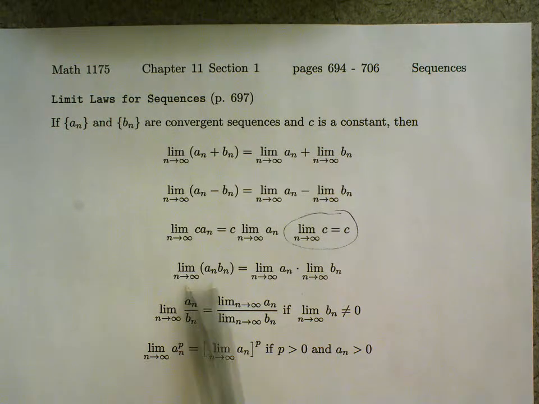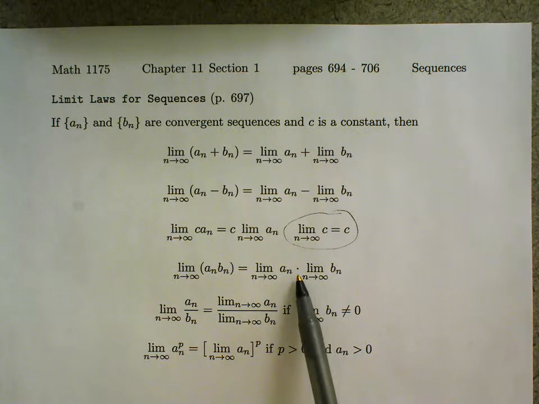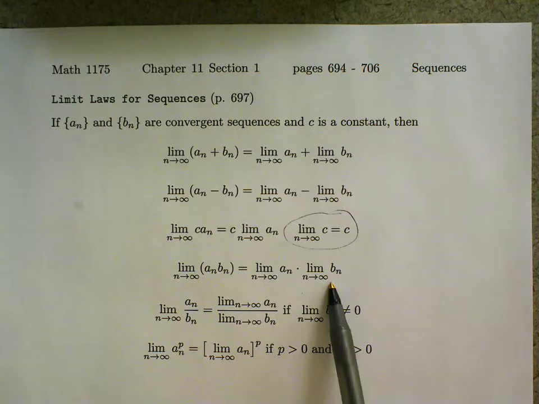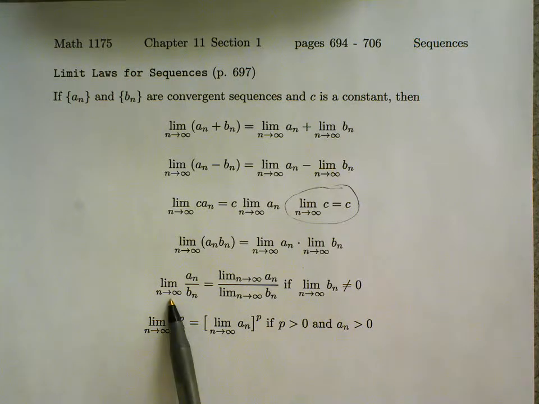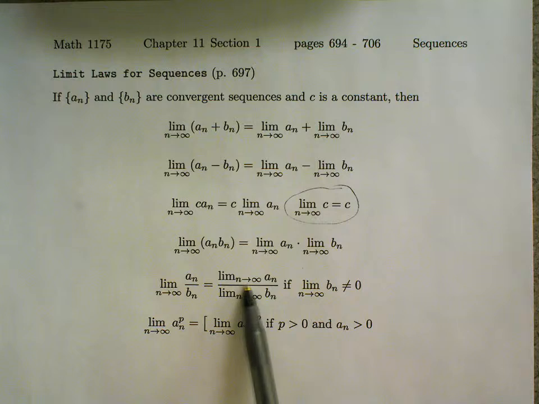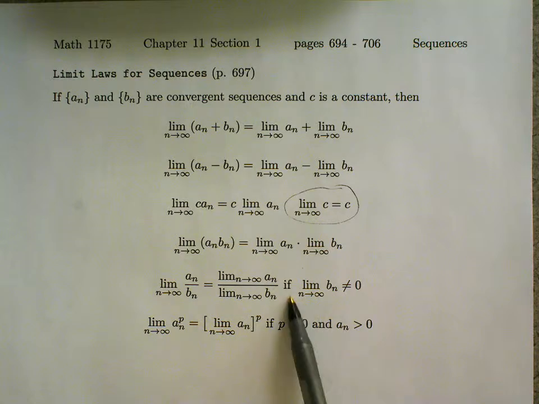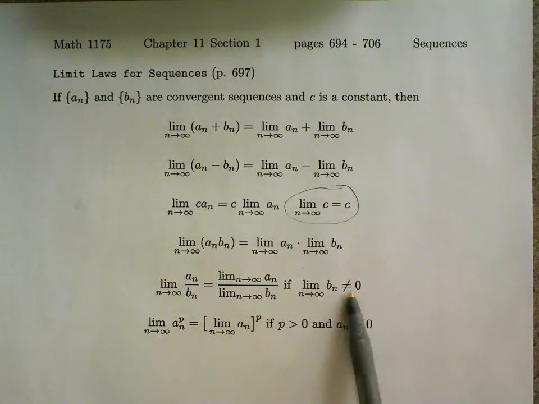If you have a limit of a product of terms, the limit of a sub n times b sub n as n approaches infinity, this is equal to the product of the two limits. If you have the limit of a quotient, the limit of a sub n over b sub n as n approaches infinity, then this is equal to the limit of a sub n as n approaches infinity divided by the limit of b sub n as n approaches infinity. And this is provided that the limit in the denominator does not equal 0.